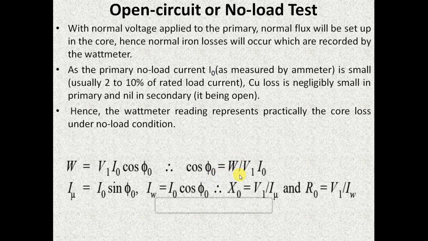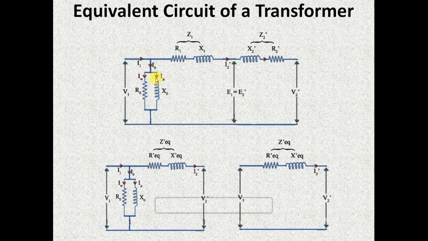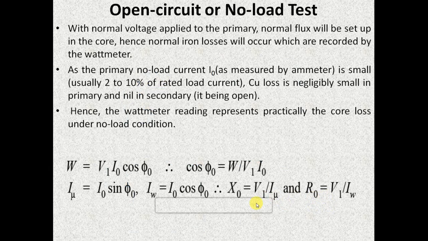In this relation, if all these values are known, we can easily determine the value of this power factor. Cos phi 0 is equal to W divided by V1 I0. We have seen in our equivalent circuit class, once this power factor value is known, we can easily determine the value of magnetizing component of current and working component of current by using the relation I0 sin phi 0 and I0 cos phi 0. If the values of IW and Iμ are known, we can easily determine the value of R0 and X0 by dividing V1 with IW and V1 with Iμ. The relations are shown here. That is, from open circuit test or no load test, we will be able to determine the values of R0 and X0 of the equivalent circuit.